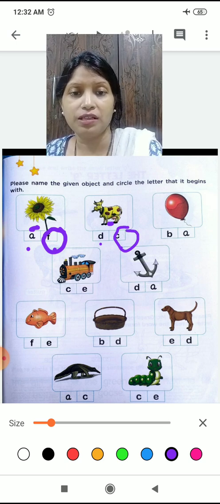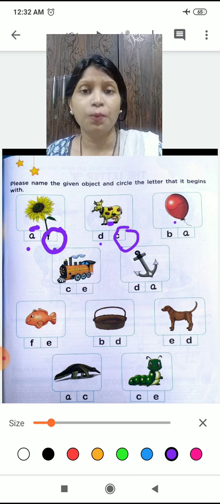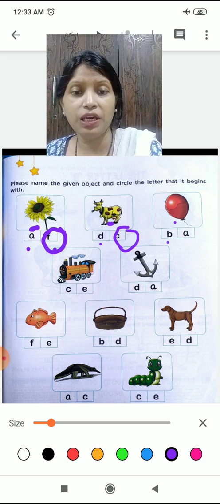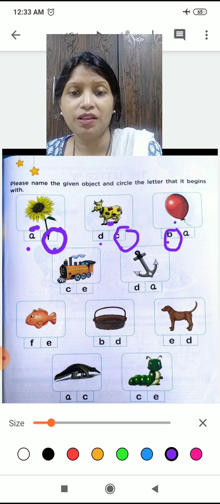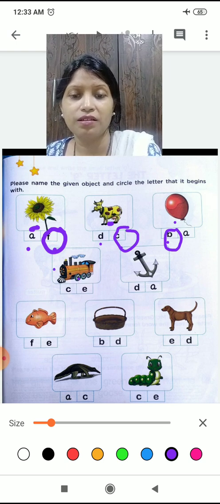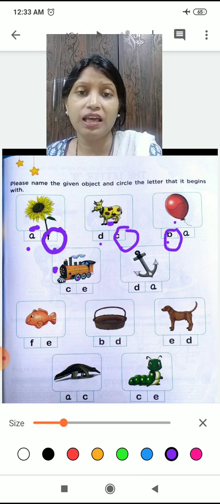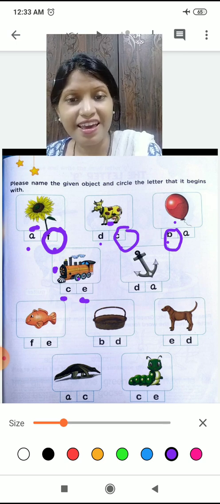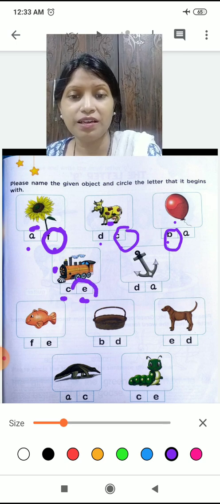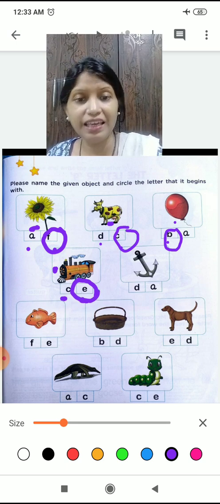Okay. Now look at this. What is it? Balloon. So B is for balloon. Yes, B is for balloon. Okay. Now what is this, children? Engine. So C is for engine. No. E is for engine. Yes. So you have to circle the right alphabet, that is E.